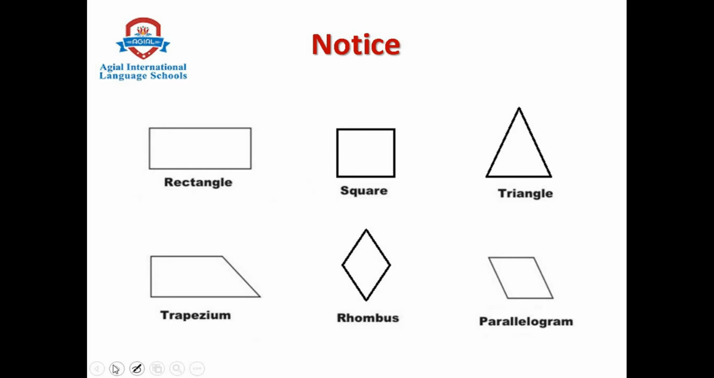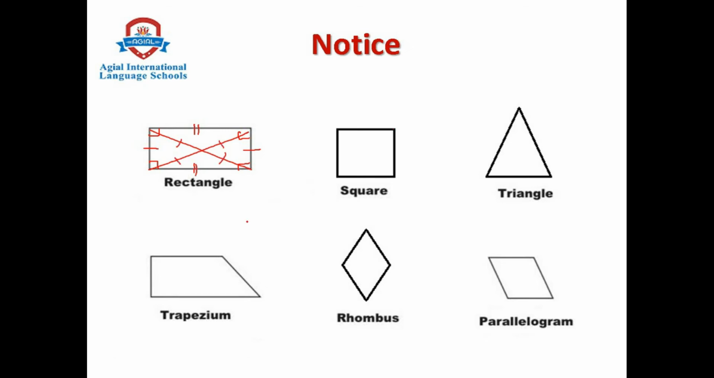Now focus on this. In the first figure we have a rectangle. In the rectangle, each 2 opposite sides are equal in length, and the angles are equal in measure, each of them equal to 90 degrees. And if we talk about the diagonals of the rectangle, they are not perpendicular, but they bisect each other, and they are equal in length.